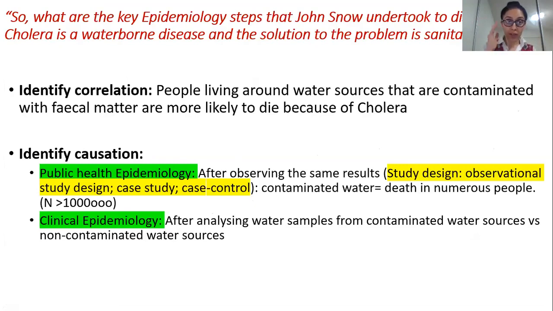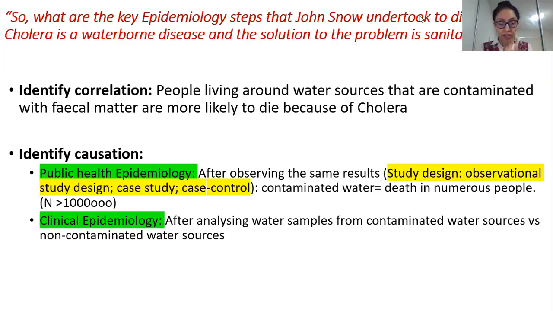Okay, so now moving forward. What are the key epidemiology steps that Jon Snow undertook to discover that cholera is a waterborne disease, and then the solution to the problem, which is sanitation? Sorry, I need to keep moving my video to read the statement. That's why the hiccups. So in scientific terms, what did Jon Snow do to identify that cholera is the problem by which people are dying, and the solution to this is the sanitation movement, meaning for people to stop drinking water which is contaminated with feces.